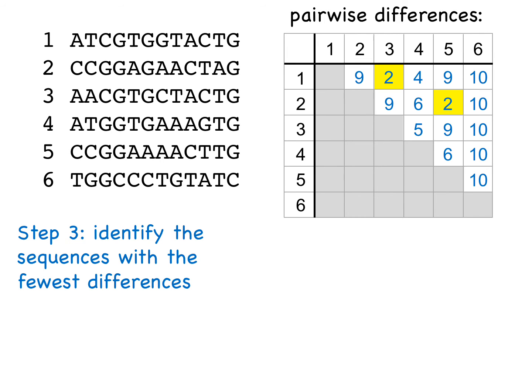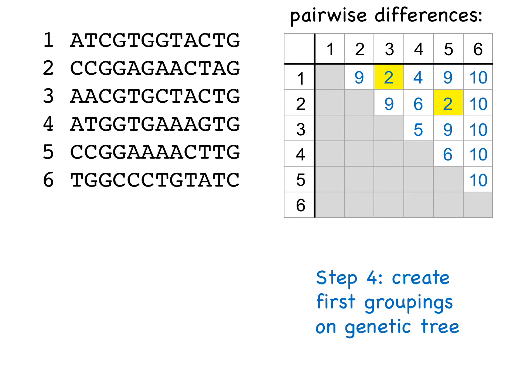All right. And then the next step now is we're going to create the first groupings on our genetic tree. All right, so the first grouping is going to be 1 and 3 because they only have 2 differences between them. So we're going to put them together. They're most closely related. That's what this part of the tree is going to represent. But also sequences 2 and 5, they're also roughly equally related as 1 and 3. So that's going to be our other grouping. All right, 2 and 5. So now we have our first 2 groupings on the tree.